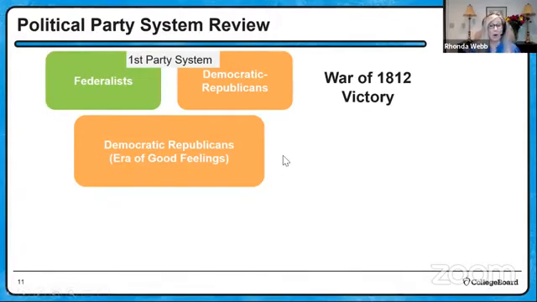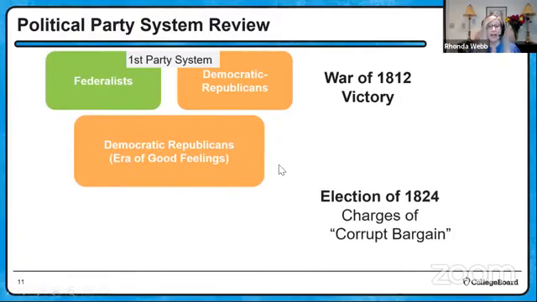By 1824, there's going to be an election where four different Democratic Republicans are running in the same election. And it ends up dividing the party and the outcome. Well, one of those individuals running in that election in 1824 was the hero, or at least what seemed to be the hero, of the War of 1812, Andrew Jackson. And he and Henry Clay and two others, John Quincy Adams and William Crawford, are running in the election of 1824. And because there are four people, nobody really gains a majority in the Electoral College. So it ends up going to the House of Representatives.